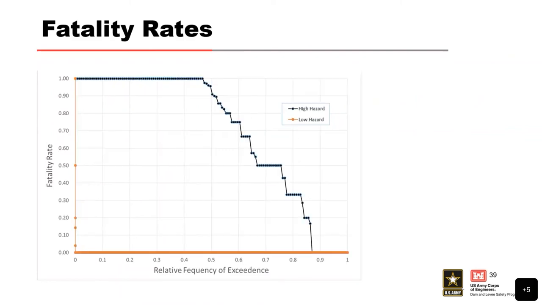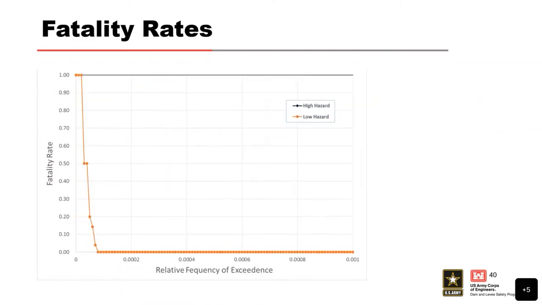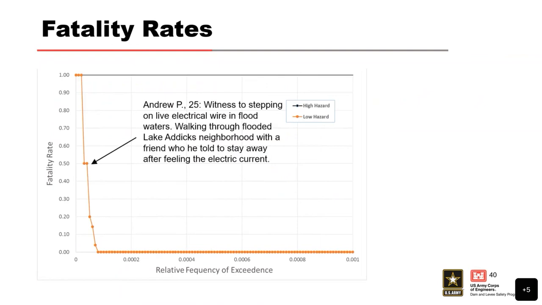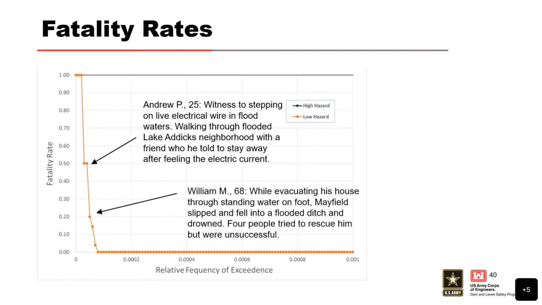Zooming in on the low hazard, it's mostly zeros, but what we see here is an example like this. Brian stepped on electric wires walking through a flooded neighborhood, and told his friend to stay away. That's how you come up with a 50% fatality rate for a low hazard situation. There's another one, people walking through that same low hazard situation, somebody falls off into a ditch and is swept away from it.